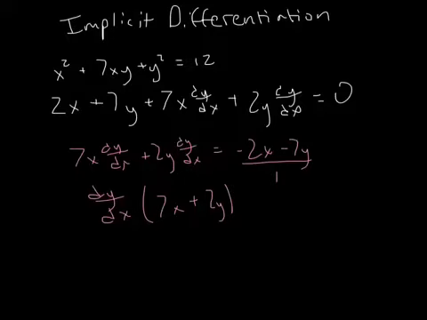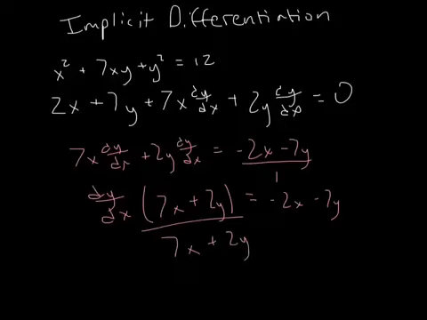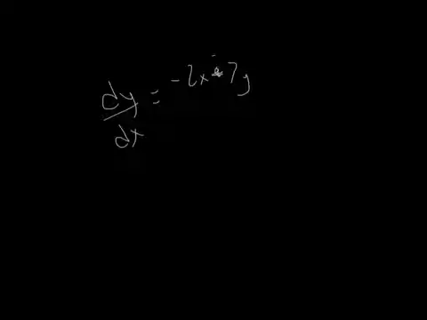It's distributive. So equals the negative 2x minus 7y, and then just divide both sides by 7x plus 2y, and voila, your final answer, dy over dx equals negative 2x minus 7y over 7x plus 2y.